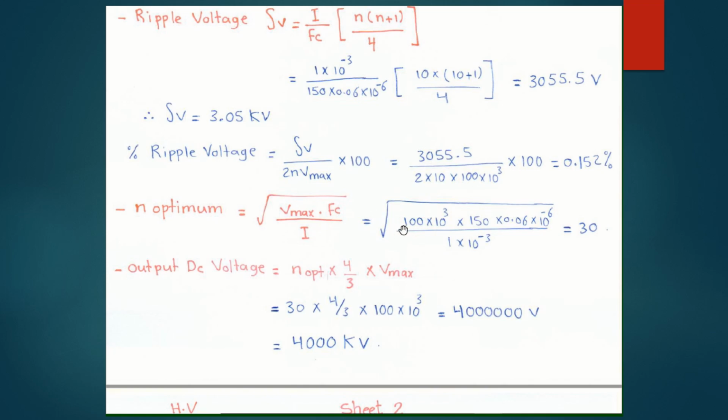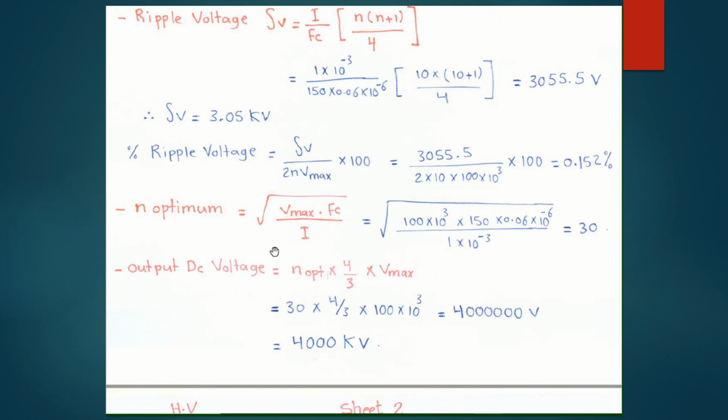The value of Vmax is 100 into 10 to the power 3 because it's kilovolt, and the frequency is 150, also into the capacitor, which is 0.06 into 10 to the power minus 6, divided by the current, which is 1 into 10 to the power minus 3. If you use your calculator, you will get the answer as 30. So the N optimum is 30.